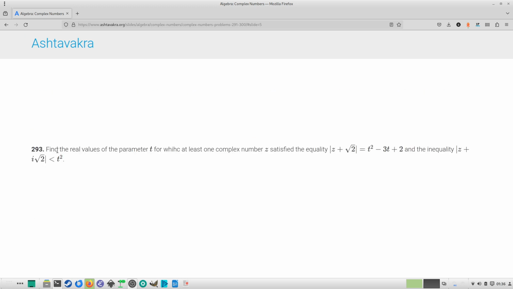Question 293 says that find the real values of the parameter t for which at least one complex number z satisfies the equality mod z plus square root of 2 is equal to t square minus 3t plus 2 and the inequality mod z plus i square root of 2 less than t square.